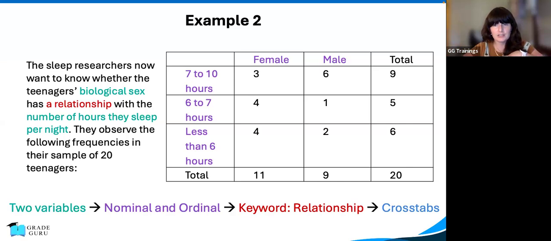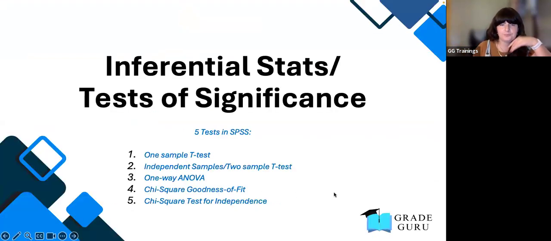Okay, is that clear so far? Yes, okay. You can see why I put such emphasis on the levels of measurement at the beginning. It's because it really is the deciding factor. All right. So here we go with the test of significance.